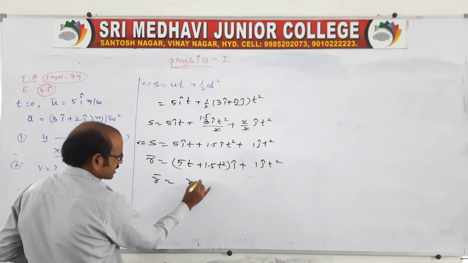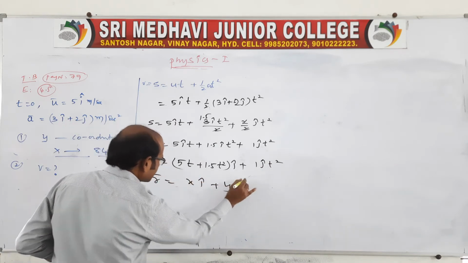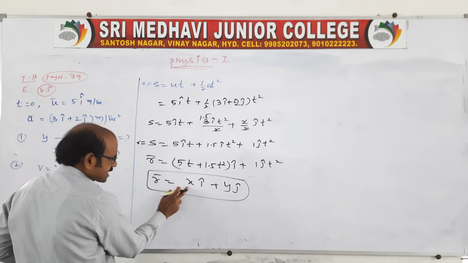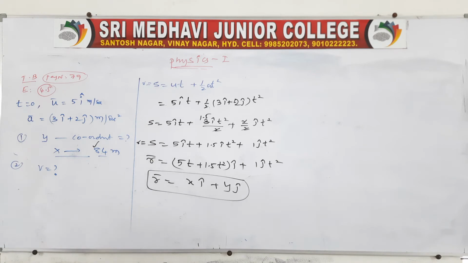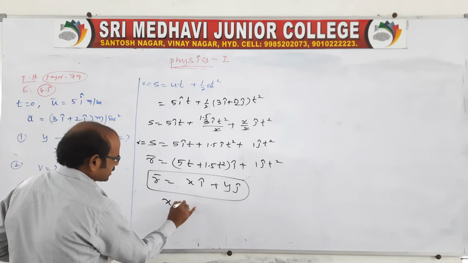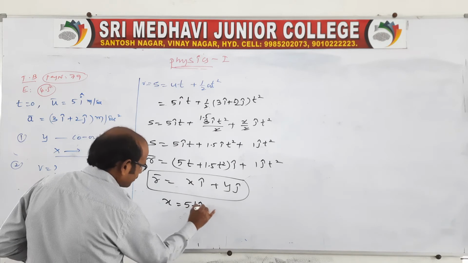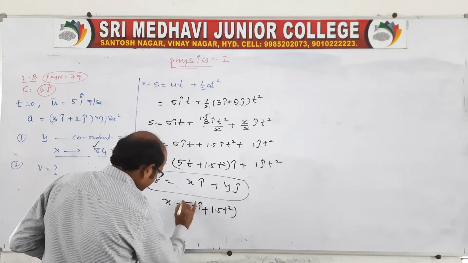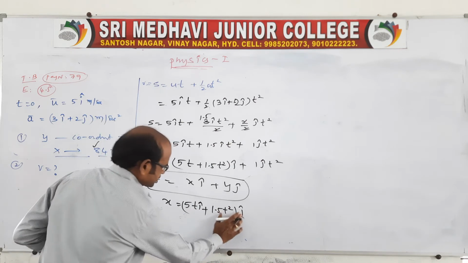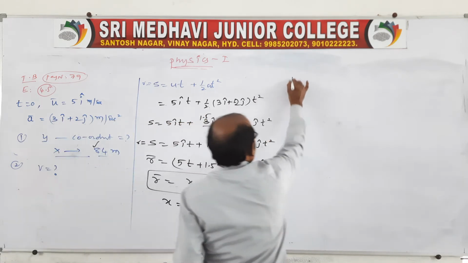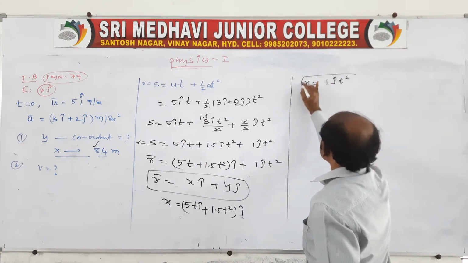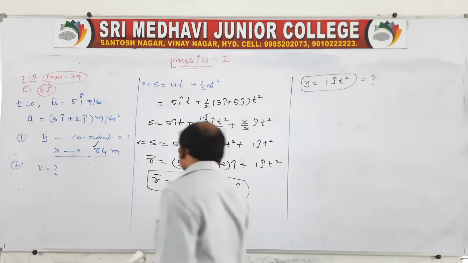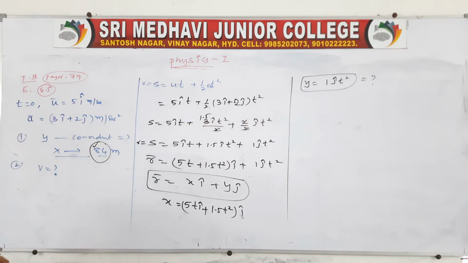In terms of position vector, it is x i cap and y j cap. It is asking for these two coordinates. At this time the x coordinate is given as how much? Here it is given 84. So you take x coordinate is equal to 5t plus 1.5 t square, I cap, and in the same way the y coordinate is equal to 1 j t square. It is asking for the y coordinate. Now we know x coordinate is already given, 84. By using that you equate 84 and find the time.